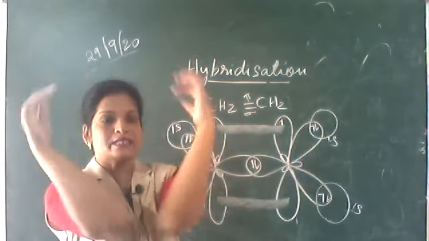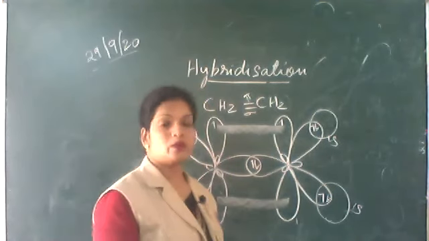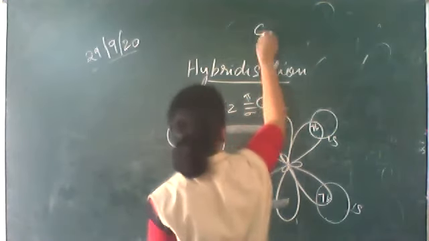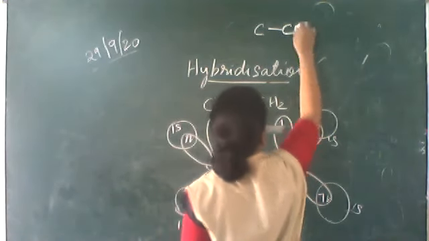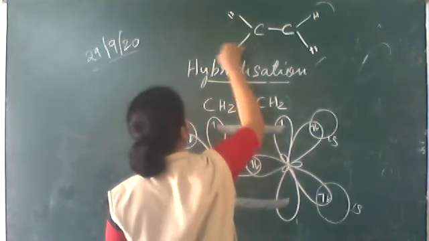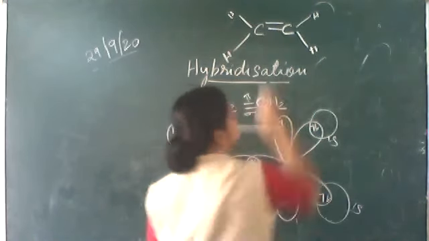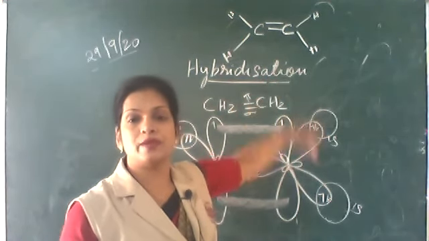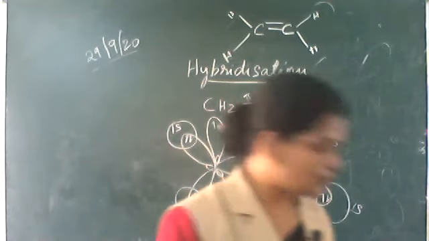The sidewise overlapping forms a weak bond called a pi bond. So there is a carbon-carbon single bond here, with these four H, and that sidewise overlapping is the second bond, that is a pi bond, which is a weaker bond.